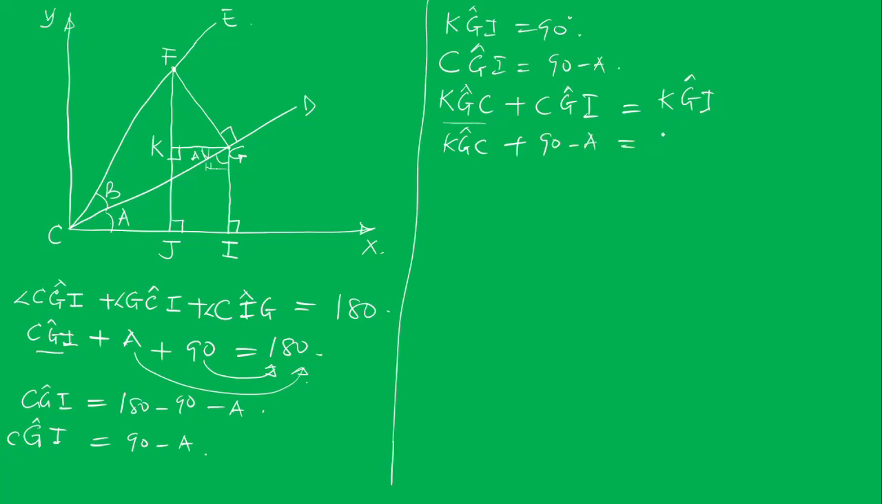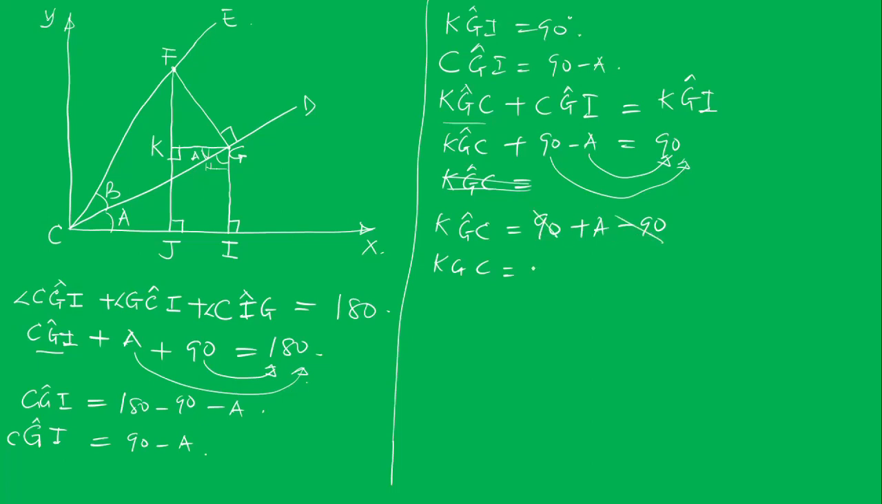Now you have KGI is known, KGI is 90. So to get your KGC, if we move this to the other side, it becomes negative. So we now have 90 plus A minus 90. Because this is plus 90, if we move it to the other side of the equation, it becomes minus. So now you have KGC equal to 90 minus 90, which will cancel out. You are left with A. So this shows that this is A.